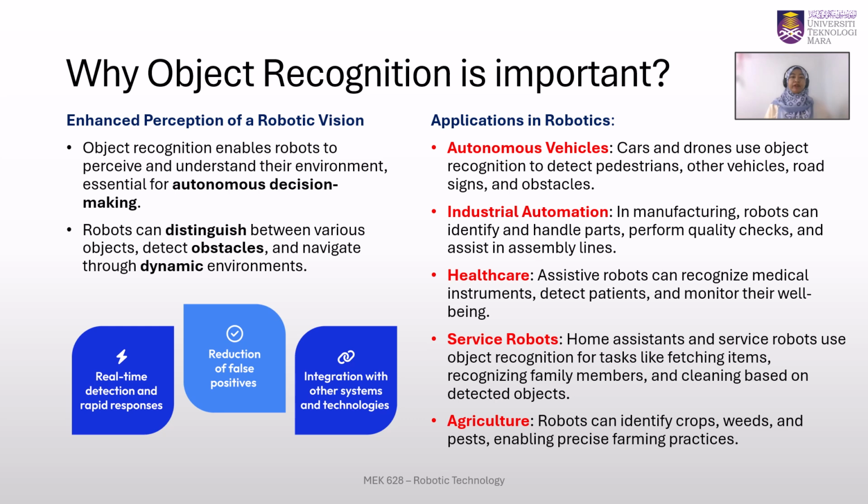So object recognition is important because it can give real-time detection and rapid responses to the implementation. It can also reduce false positives during detection. And it can also be integrated with other systems and technologies, for example, VR, AR, and others.